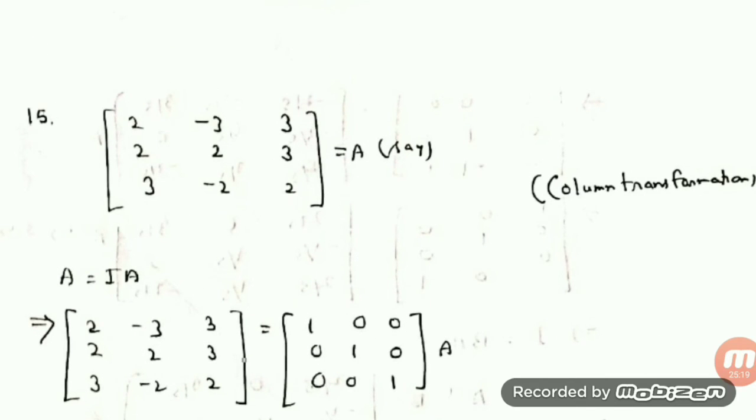This one I have done by using column transformation. I showed you in Google Classroom how to do it with column and row transformation. Here I have done it with column transformation. So I am writing A as IA, put the value of A and I and keep it as it is.